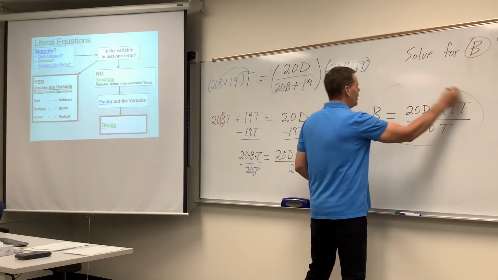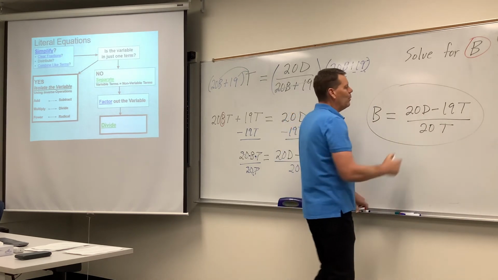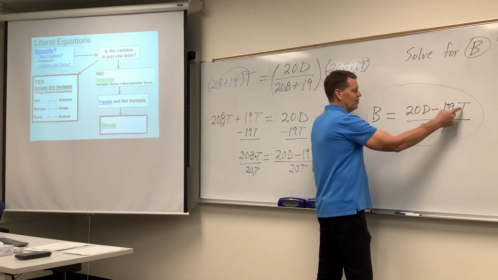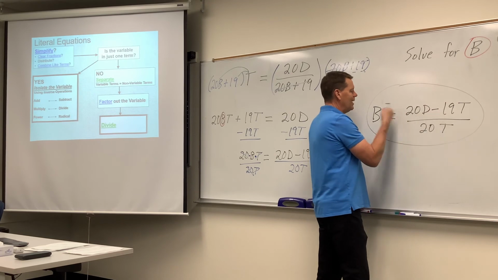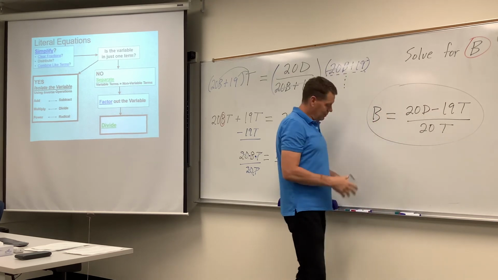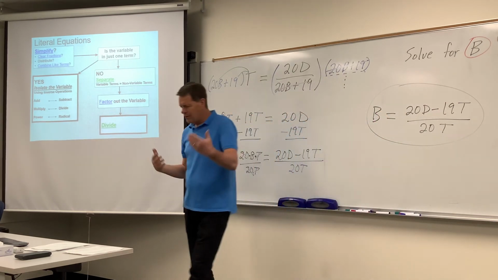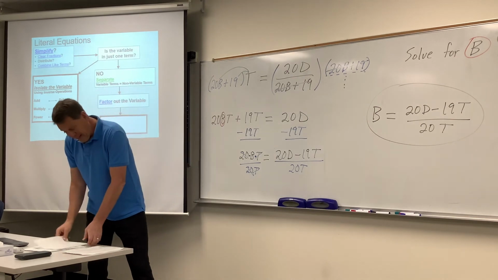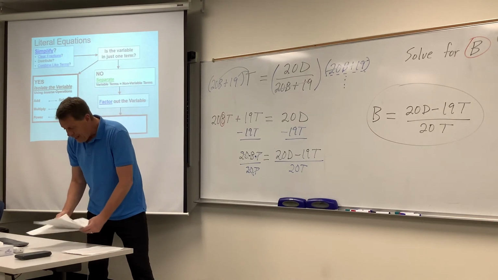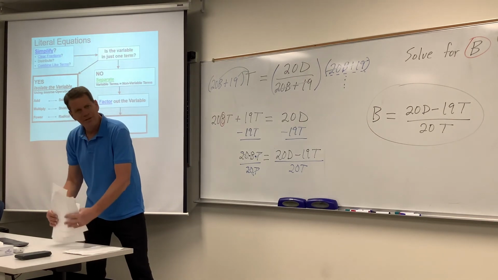This would be the formula if a person said, I want to cover a certain distance in a certain amount of time. What beginning speed do I need to set the treadmill? So there you go, different formulas for different situations. And that's literal equations. And I think that's a wrap on that particular section.